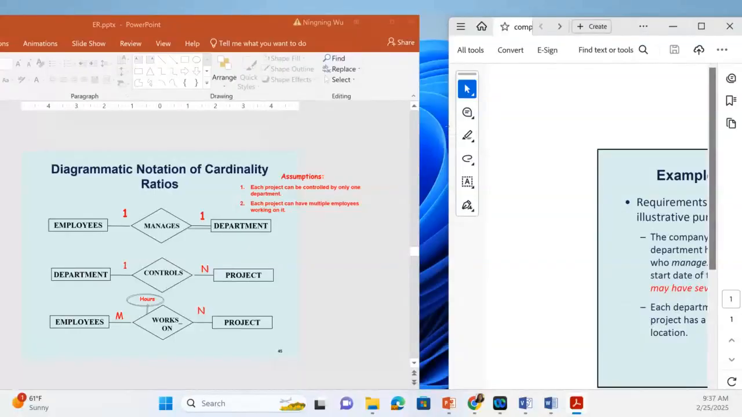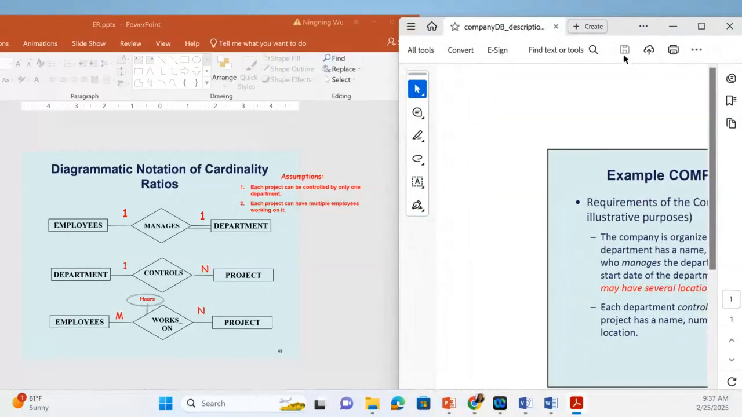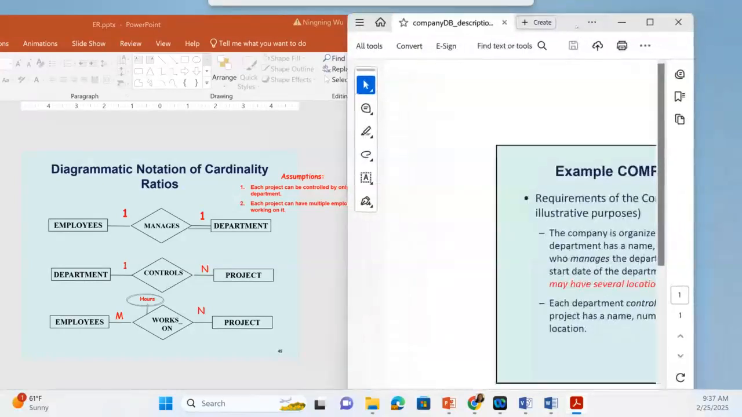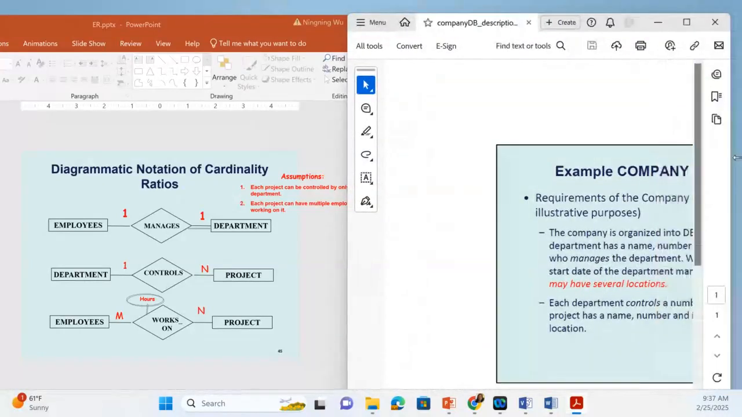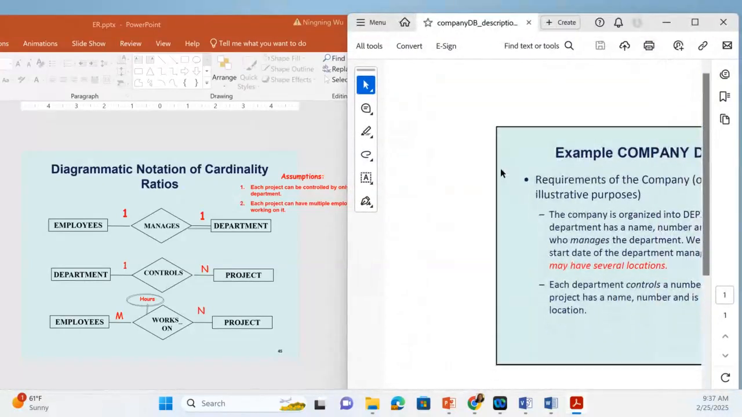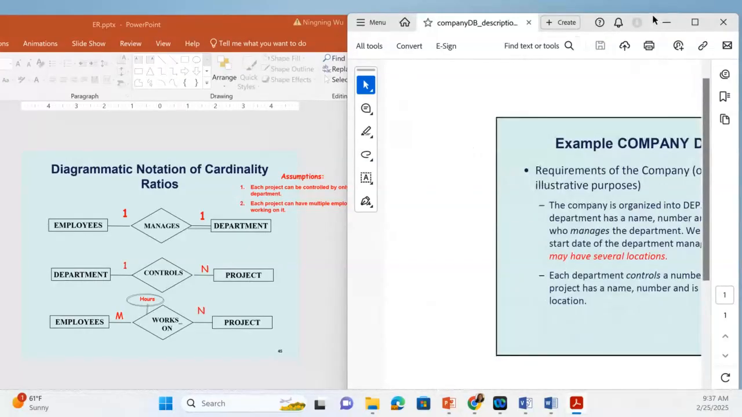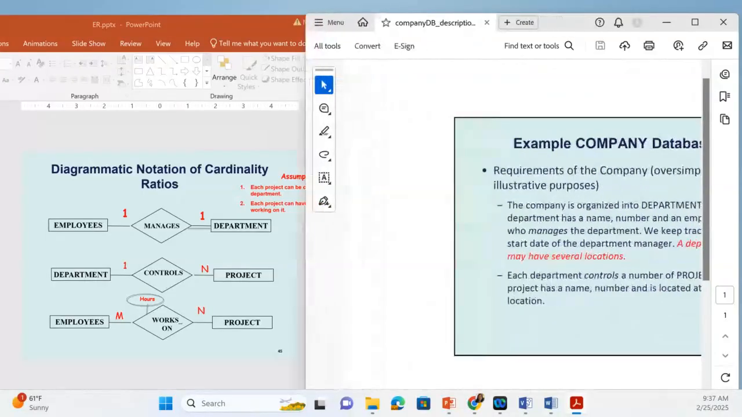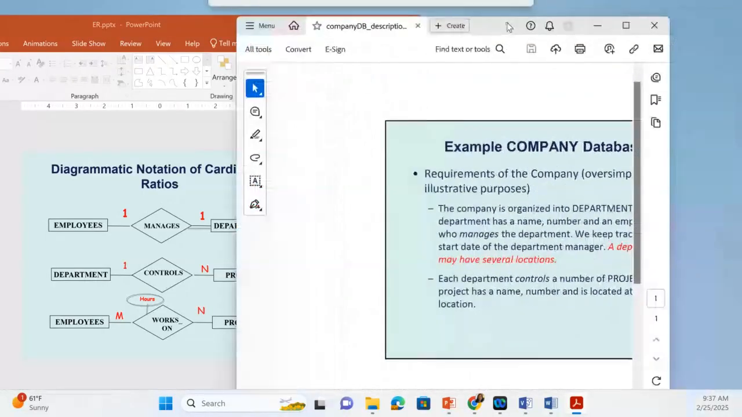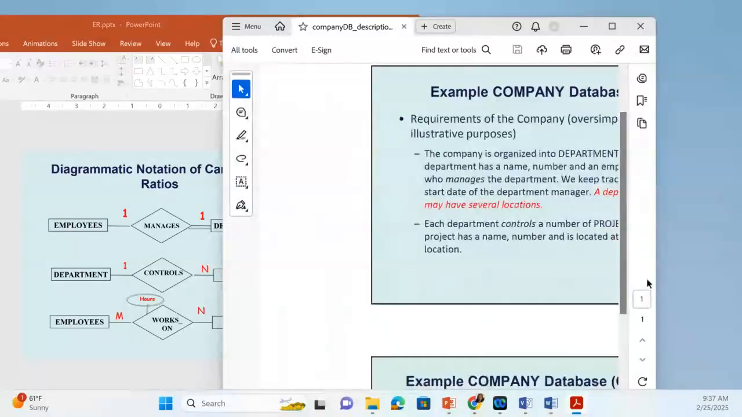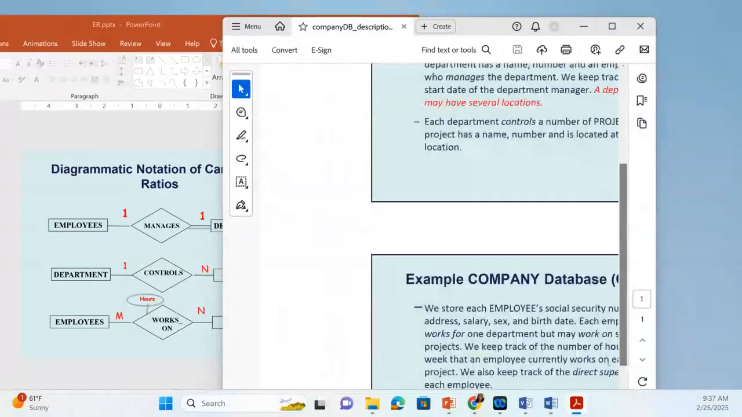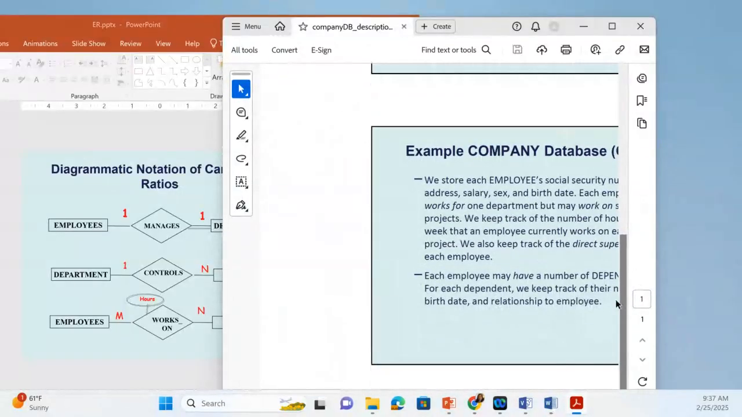The reason is that when we specify the relationship type constraints, we have to use the database description so that we can infer from it what the constraints are.